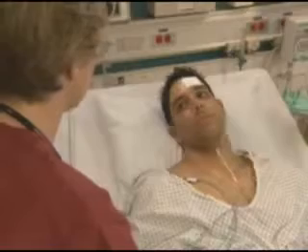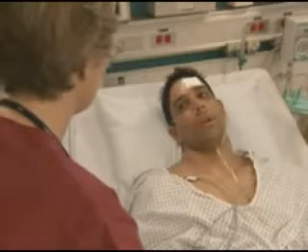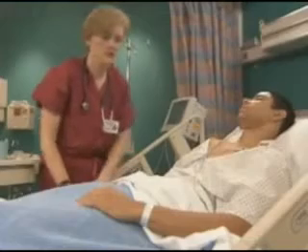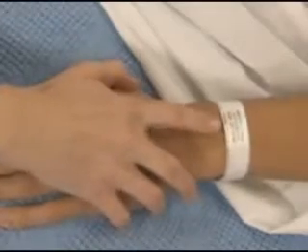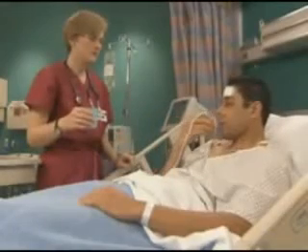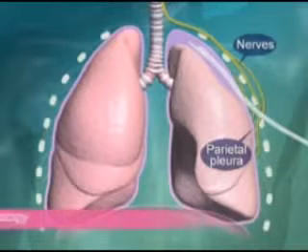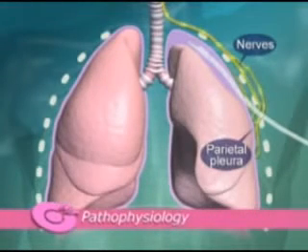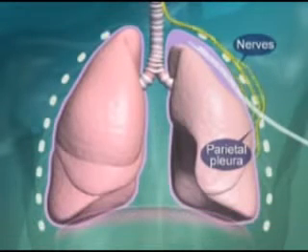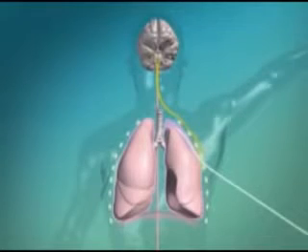Regularly ask him about incision pain and pain with deep breathing, and administer analgesics as prescribed. Pain is common after chest tube insertion. That's because the procedure disrupts the parietal pleura, which contains pain receptors from the intercostal nerves. When triggered, these receptors send pain signals up the spinal cord to the brain.